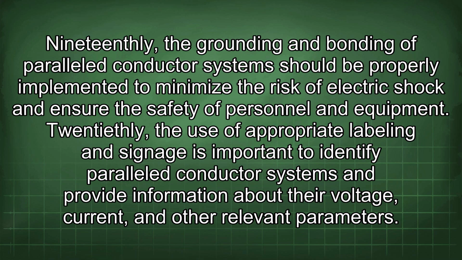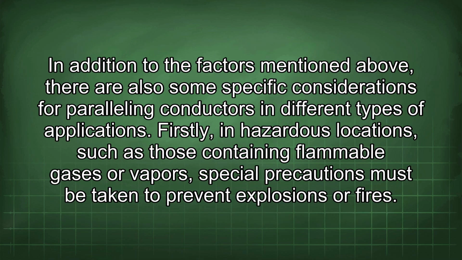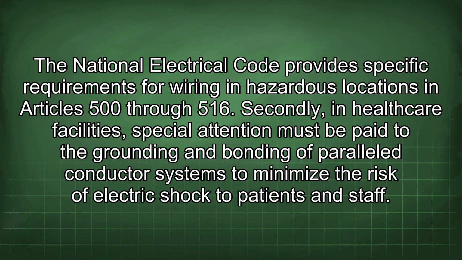20thly, the use of appropriate labeling and signage is important to identify parallel conductor systems and provide information about their voltage, current, and other relevant parameters. In addition to the factors mentioned above, there are also some specific considerations for paralleling conductors in different types of applications. Firstly, in hazardous locations, such as those containing flammable gases or vapors, special precautions must be taken to prevent explosions or fires. The National Electrical Code provides specific requirements for wiring in hazardous locations in Articles 500 through 516.